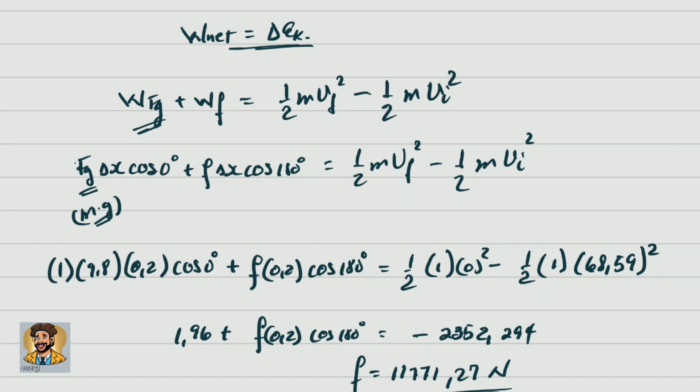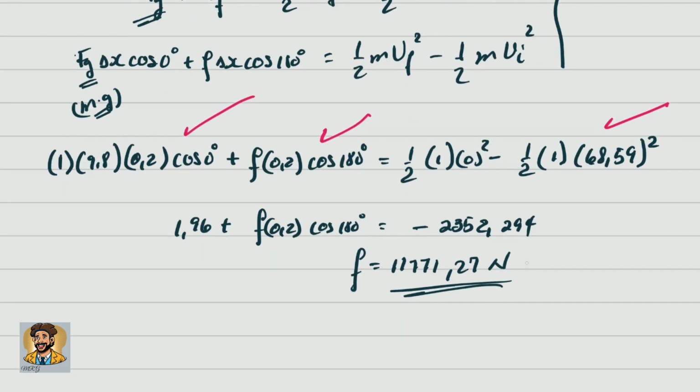Mark allocation, more or less the same. There is one mark for this part. Now when I say this part, it doesn't mean for all of them. It means for any of those starting points. You can start any way. All right, I think everyone should start from that part. Then one mark for the substitution of the work done by gravitational force, substitution of frictional force, substitution for change in kinetic energy, and the final mark is for the final answer.